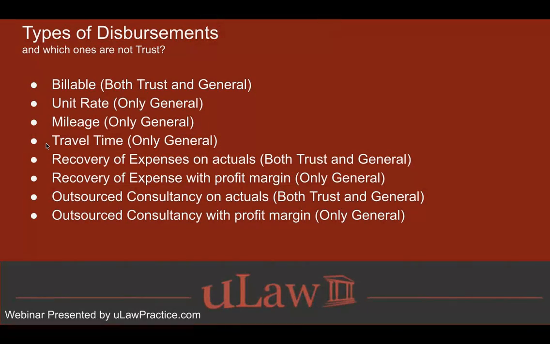So these are the different types of disbursements. The ones which are not in trust are the ones with profit margin. Because remember, profit belongs to the firm, but trust belongs to the client, as in the money in the trust belongs to the client, unless and until it's being billed and moved from trust to the general. So if you are billing a client and then moving the money from trust to the general, that is different. That's where you use markup value and you use the general account. But if you're straight away paying out from the trust, please make sure it has no profit margin at all.